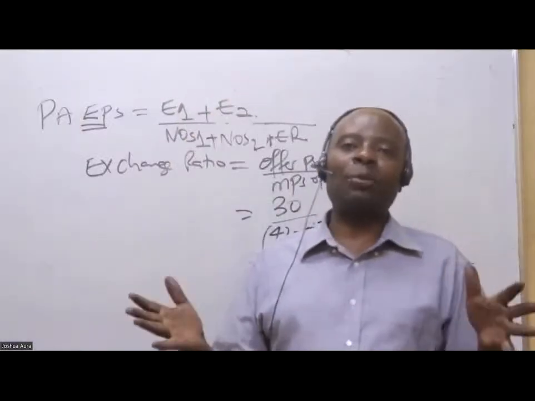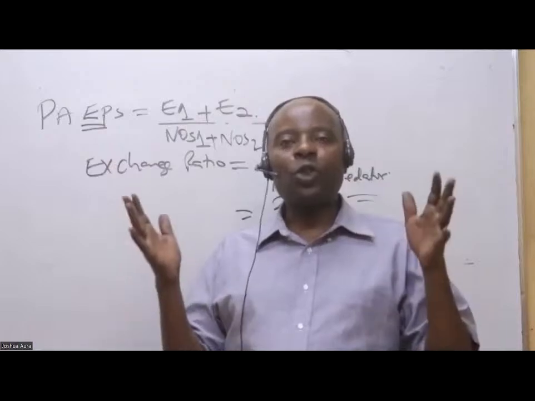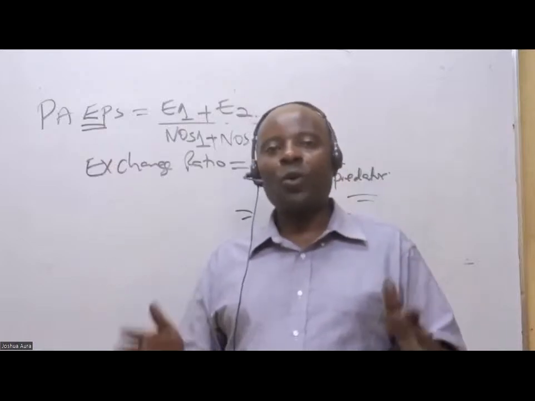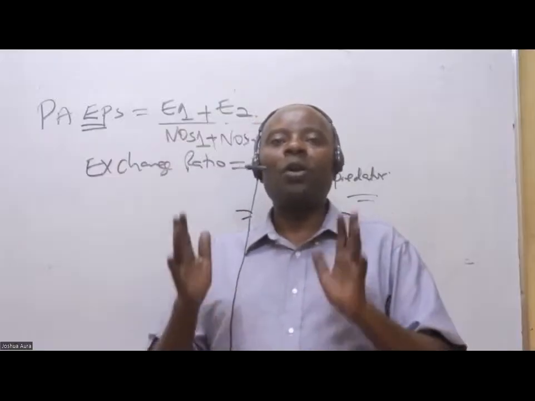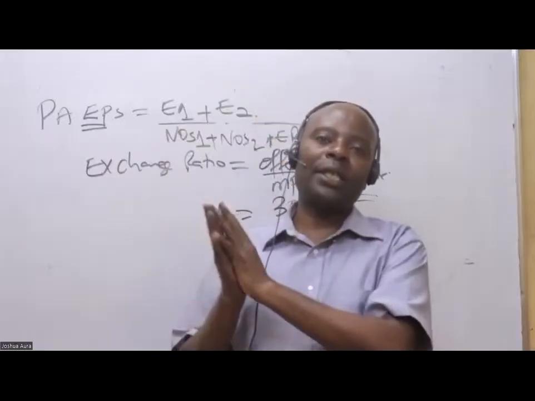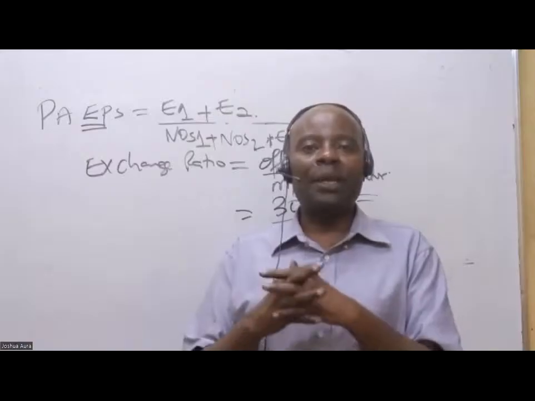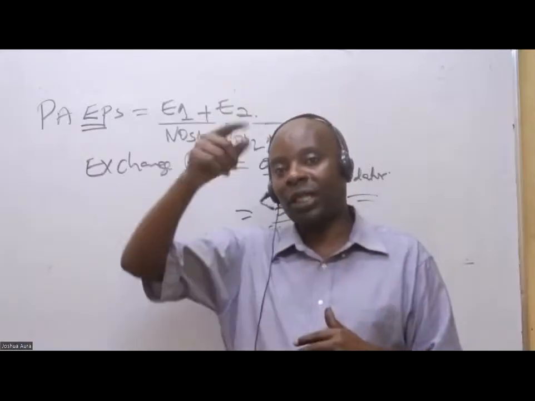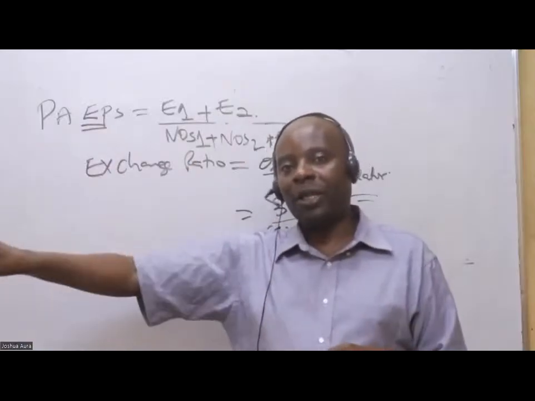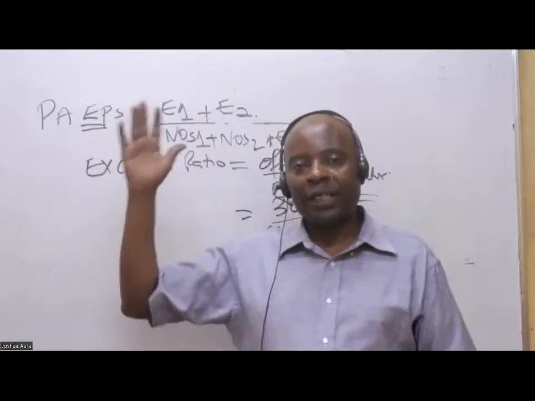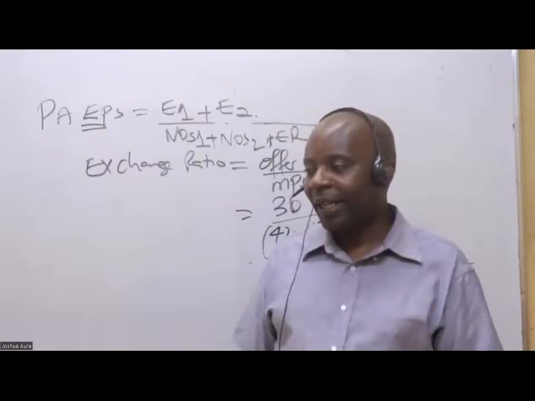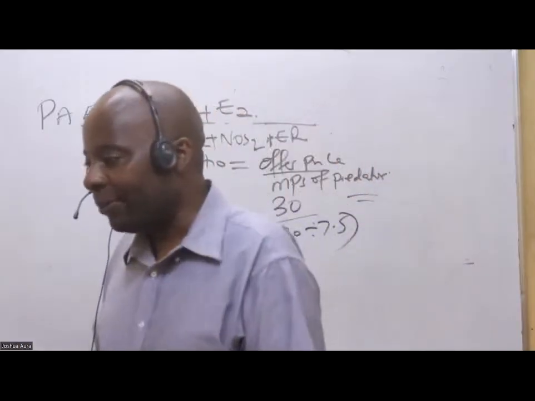Remember, we have got two types of exchange ratios. We have the normal exchange ratio, and then number two, we have what we call the maximum exchange ratio, the MER. The maximum exchange ratio is the one where we take EPS of the target over EPS of the predator. Are we together up to there?